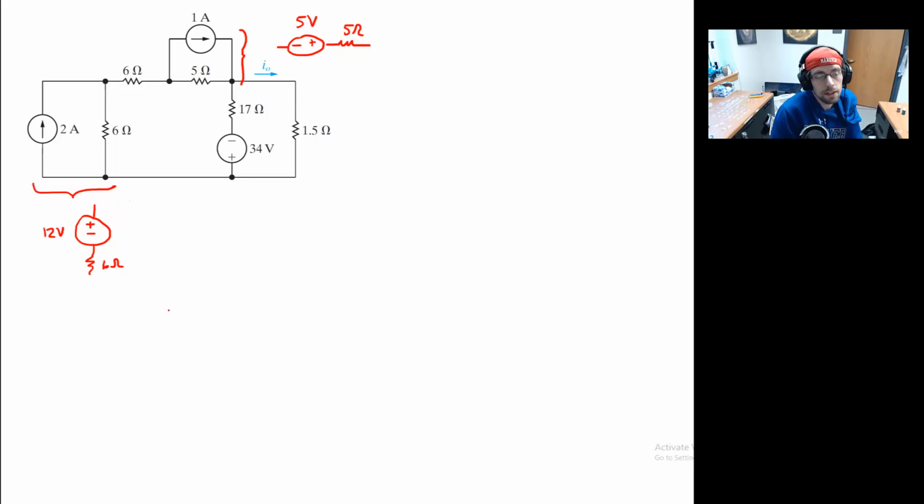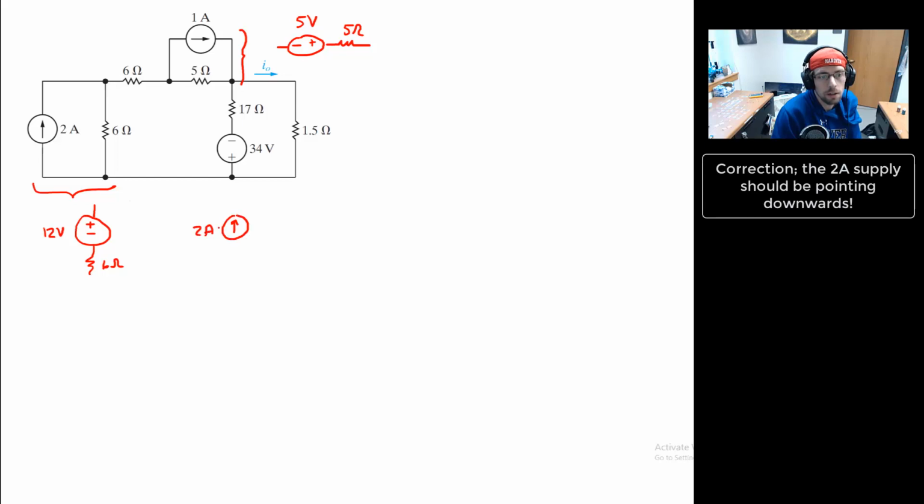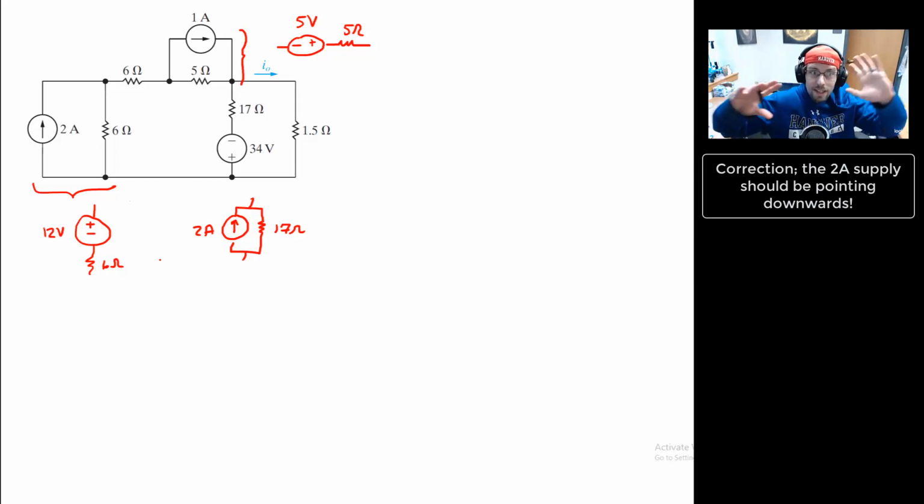Yeah, this last one, I can convert it into a 2 amp supply in parallel with a 17 ohm resistor. And we'll put that like that. So this one's a little easier to identify what I can change out really quickly. So let's go ahead and redraw the circuit with those changes in mind.